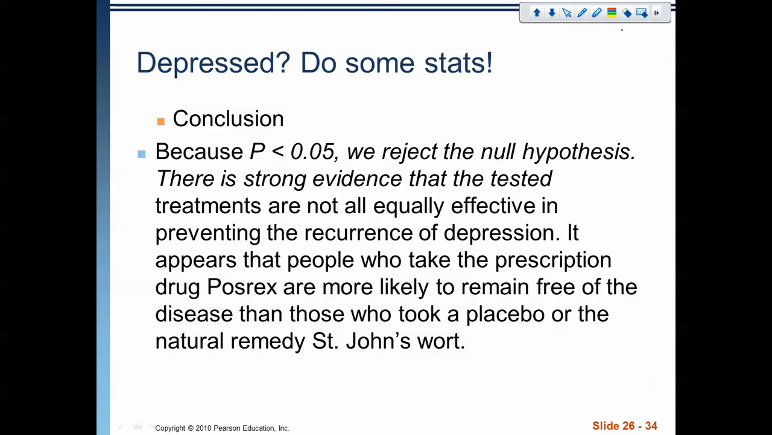0.014 is in fact smaller than 0.05. Woo! I don't know what is wrong with me today. 0.014 is smaller than 0.05, so nothing's wrong. Ignore the last 45 seconds of this presentation. Because p is less than 0.05, we reject the null hypothesis. There is strong evidence that the tested treatments are not all equally effective in preventing the reoccurrence of depression. It appears that people who take the prescription drug Prozrex are more likely to remain free of the disease than those who took a placebo or the natural remedy St. John's wort. Okay, that's better. Didn't make a mistake.